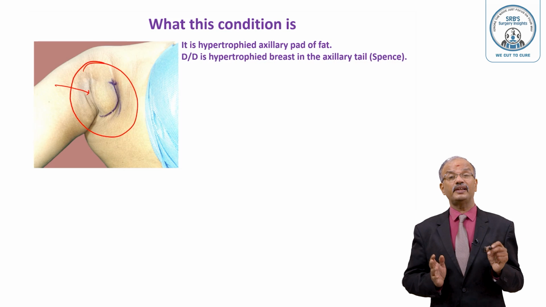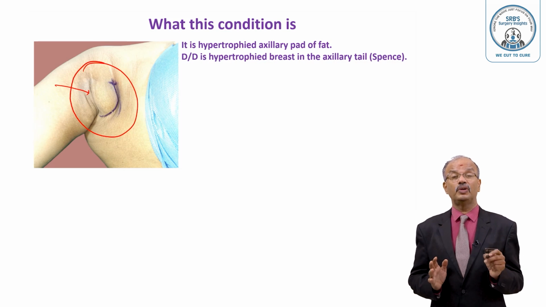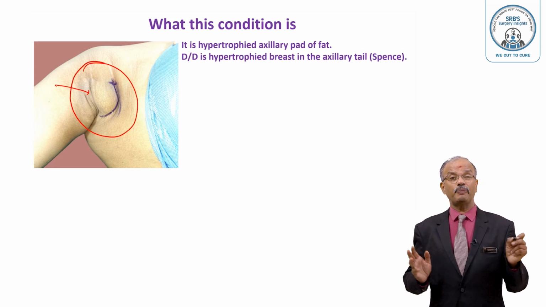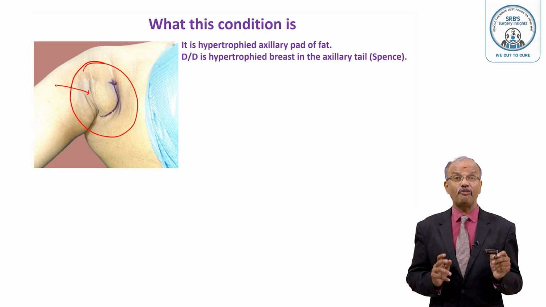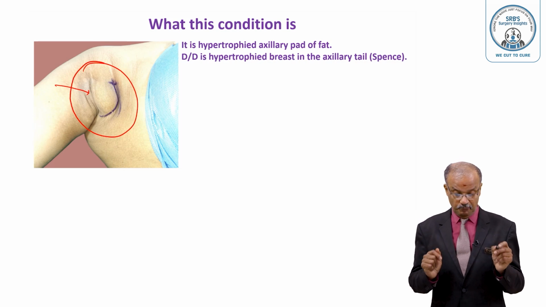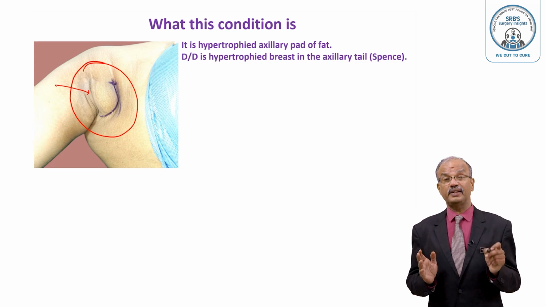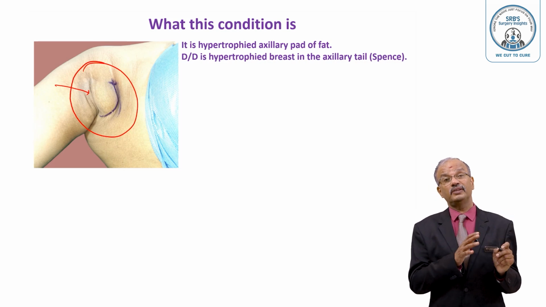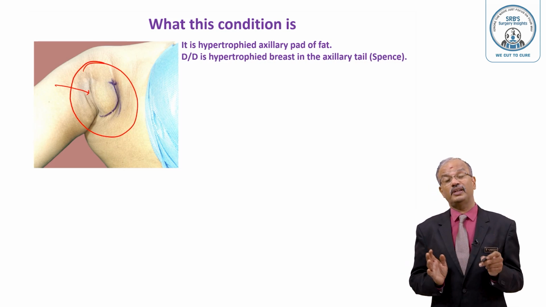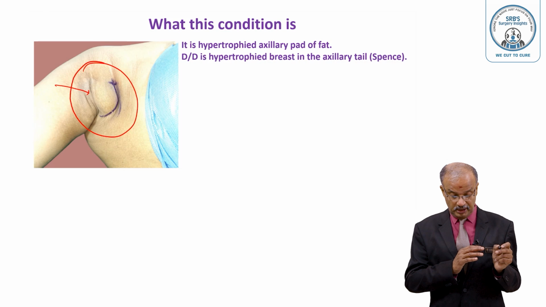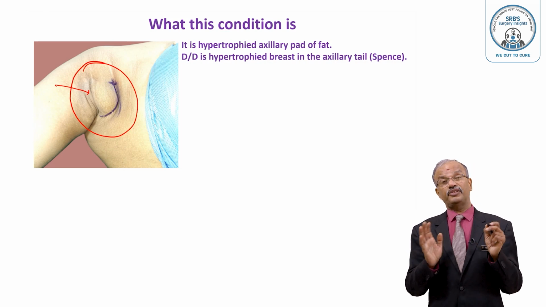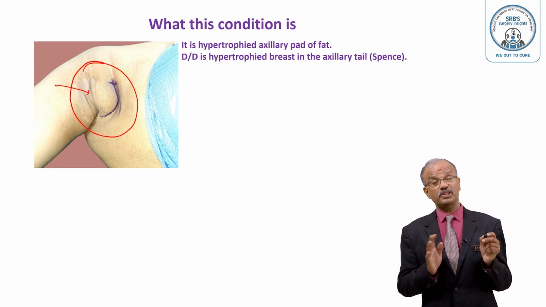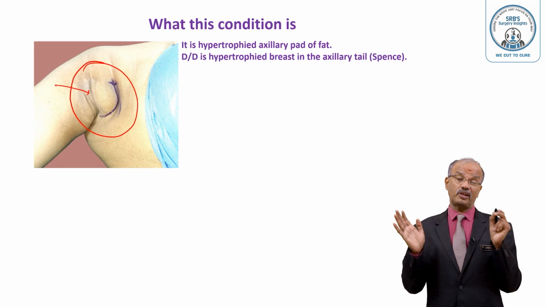The problem is it's cosmetically important. Often it is painful also, and some dragging pain will be there. So the differential diagnosis is hypertrophied breast in the axillary tail of Spence. You know that. Accessory breast is also common in the axilla. Maybe accessory breast in the axilla. Otherwise, it's hypertrophied breast in the axillary tail of Spence. So either accessory breast or axillary tail of Spence, part of the breast tissue.